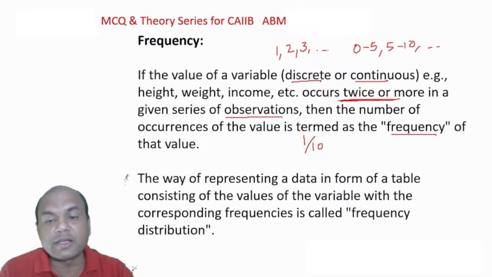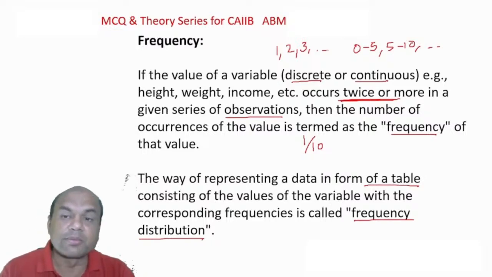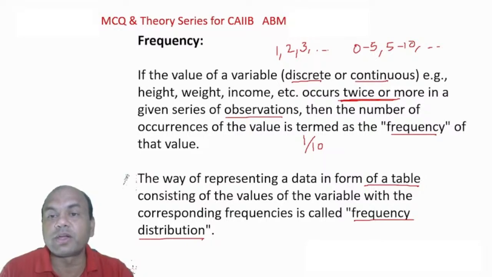The way of representing data in the form of a table consisting of values of a variable with the corresponding frequencies is called a frequency distribution. What is distribution? The way of representing the data in the form of a table. Suppose I take 0 to 5, 5 to 10, 10 to 15 and so on. When I make the table out of this, this is known as my class and this is known as my frequency.